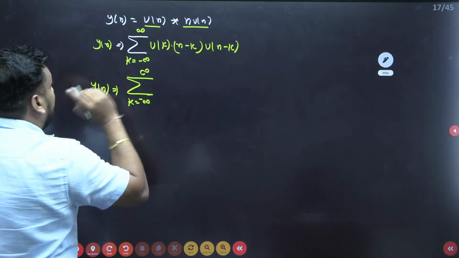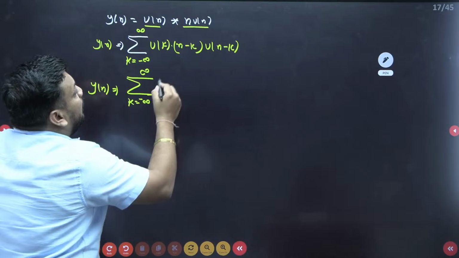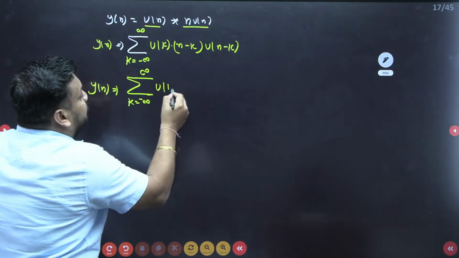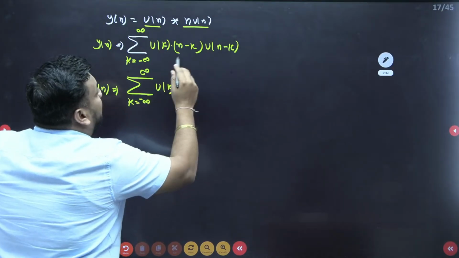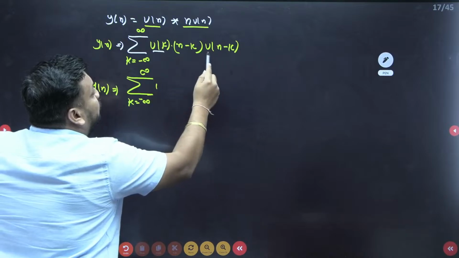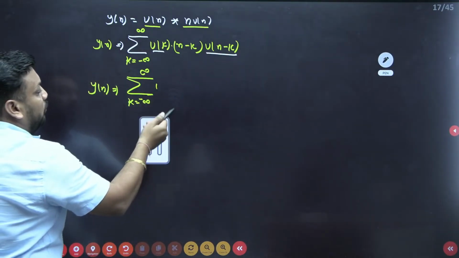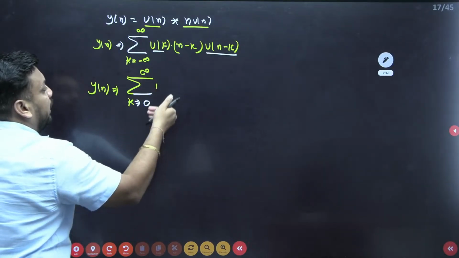Here, what I am doing is just opening the bracket. So when you open the bracket, what will you get? You will get u of k, and again you will get u of n minus k. So from u of k and u of n minus k, don't you think the limit goes from 0 to n only?